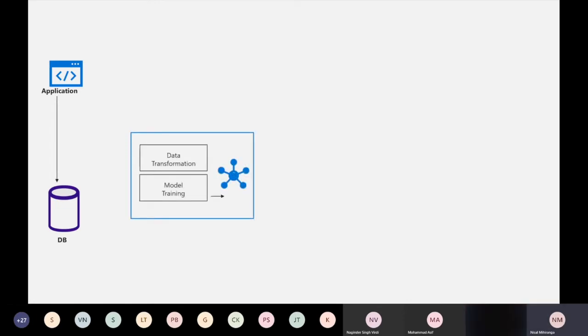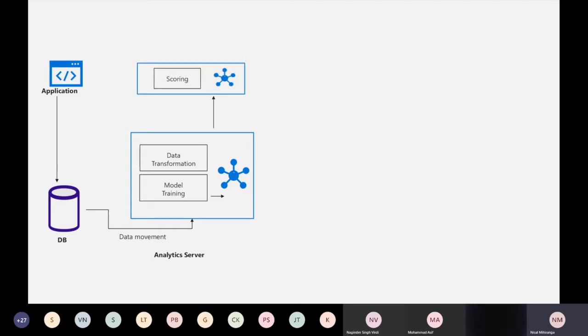If you are building a machine learning model for this application in the traditional way, we need to maintain a separate analytics server or separate environment. That is where mainly the data transformation, data modeling, and similar tasks happen. We also have to do the scoring. Scoring means evaluating the model and using the machine learning predictive model to get the results.